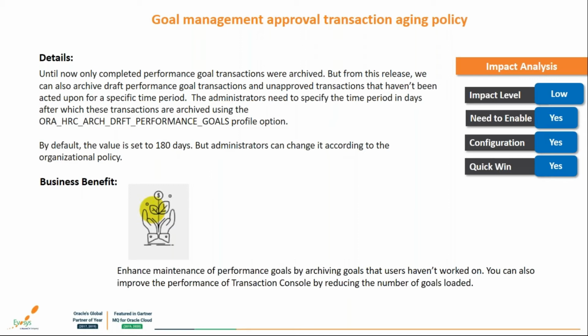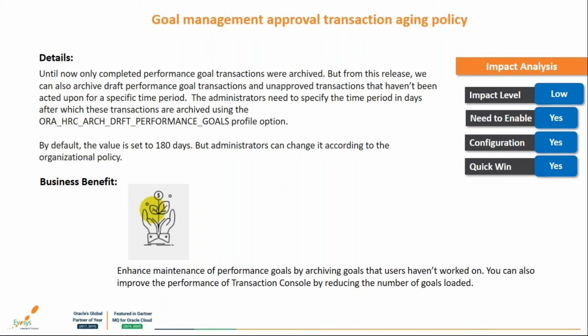Similar to the development goal, now we have the goal management approval transaction aging policy. Just like the previous case, even earlier we didn't have the function where we can archive the goal management transactions which were in draft status or were in rejected or unapproved statuses. But now we can archive all those transactions with the default value set at 180 days. Like the time which needs to elapse before it could be archived was 180 days, but now admins can change it according to the organization's policies.